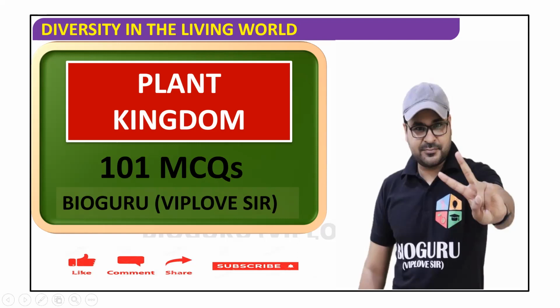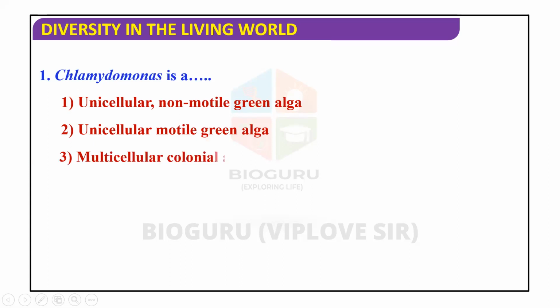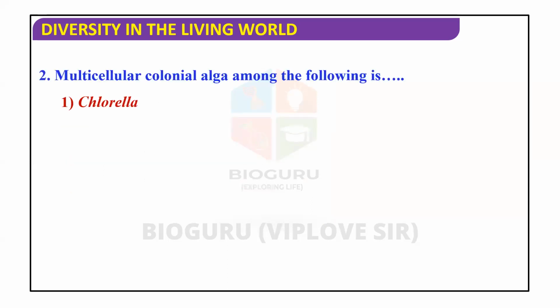So now first of all, Chlamydomonas is a unicellular non-motile green algae, unicellular motile green alga, multicellular colonial alga, or multicellular filamentous alga. Chlamydomonas, yes, it is unicellular motile green alga. Multicellular colonial alga among the following is Chlorella, Spirogyra, Volvox, or Oedogonium. Yes, it is Volvox. That's good.